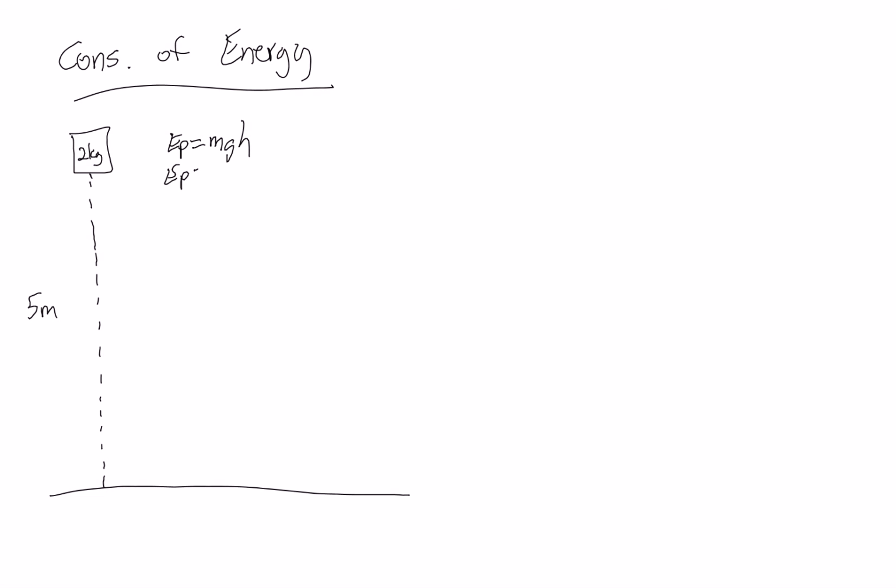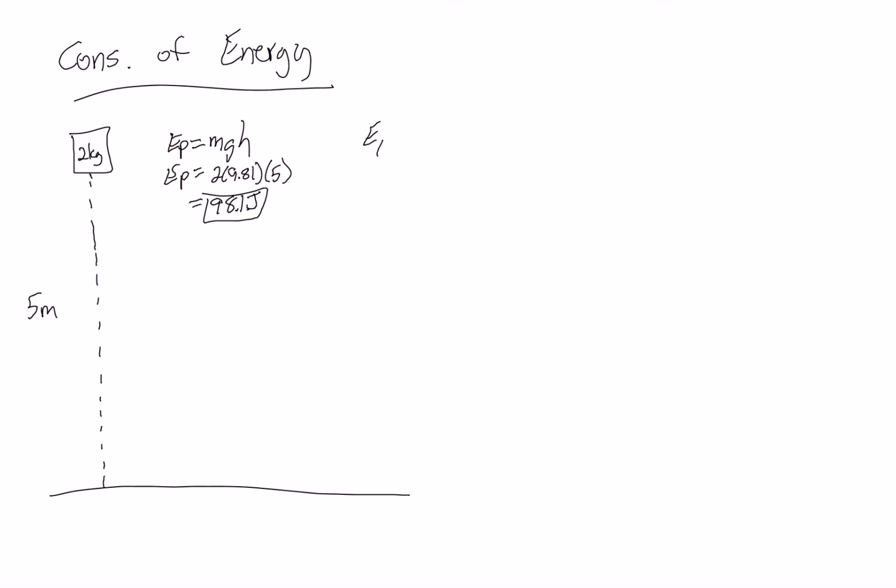So let's do a simple example. Let's suppose we have a 2 kilogram object once again, and let's suppose it is 10 meters. Actually, let's just go with 5 meters above the ground, and we're going to release it. So at the top, our potential energy will be mgh, which we already did. So that's 2 times 9.81 times 5. So we get 98.1 joules.